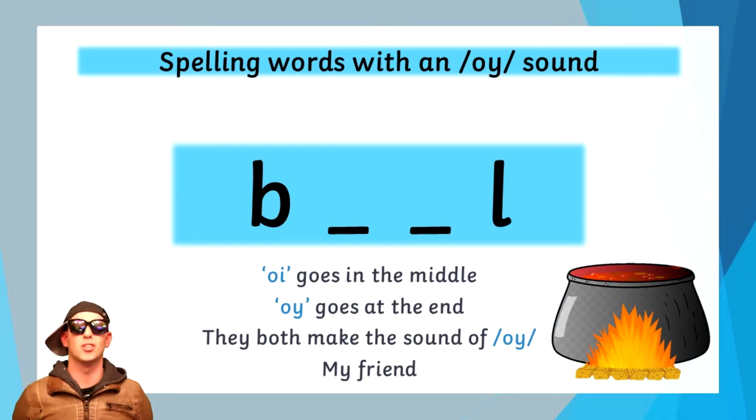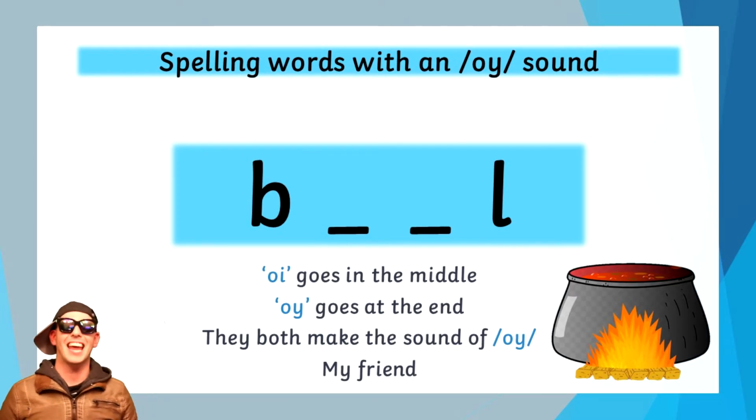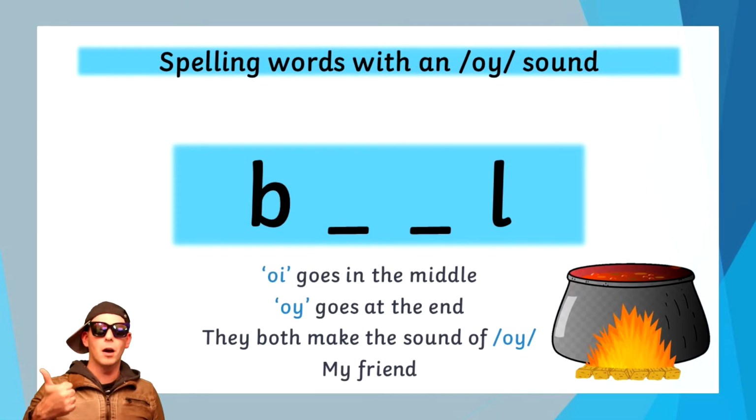Now it is my turn to apply the spelling rule. So let's have a look at some words. The first word on our list is the word boil. I had to boil the kettle because I wanted a cup of tea. Boil. And the sounds of boil are b, oi, ul.